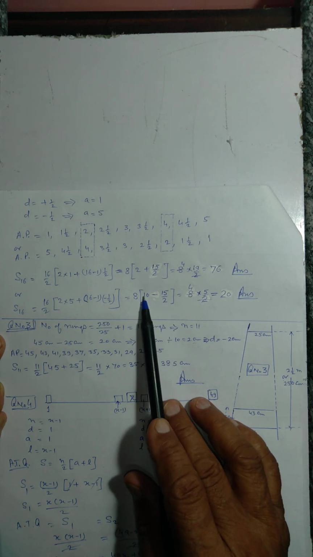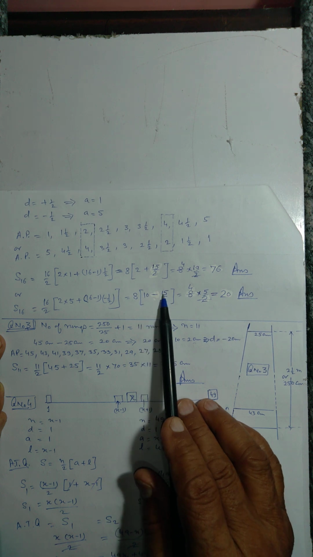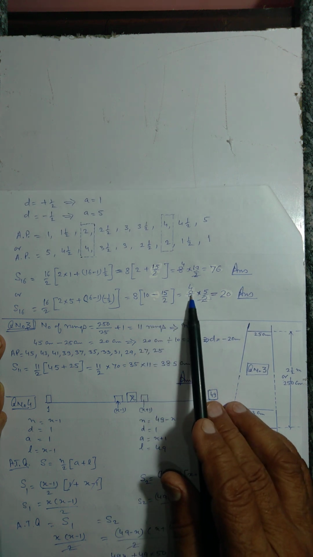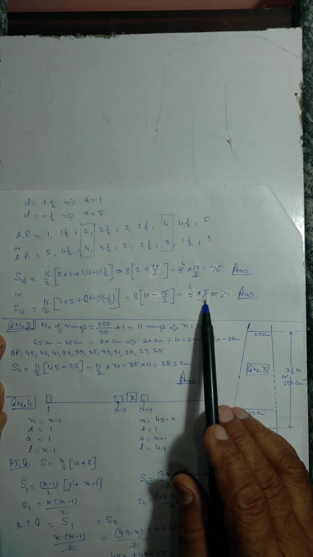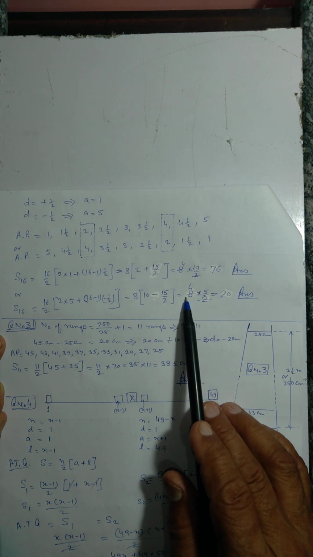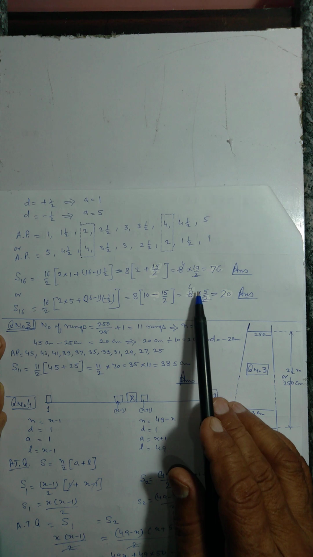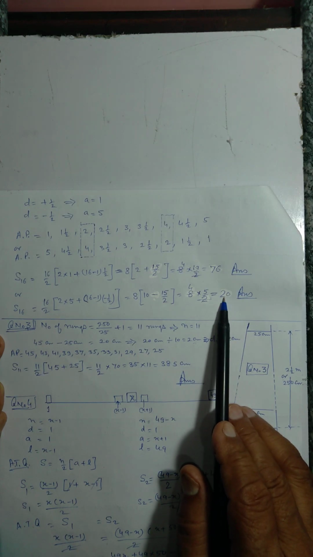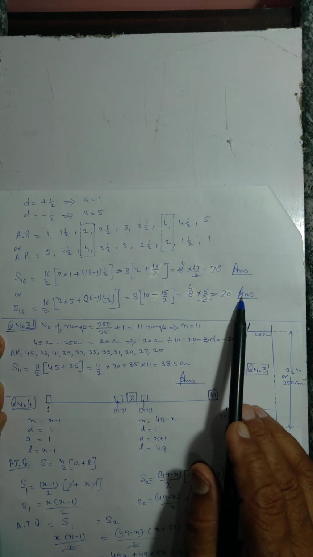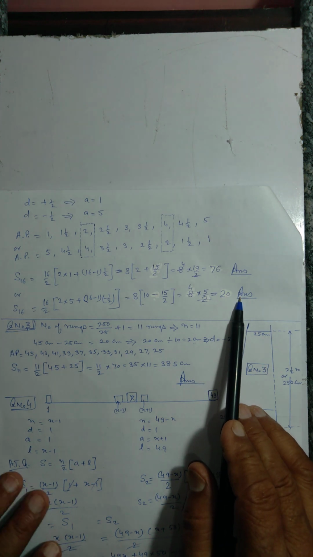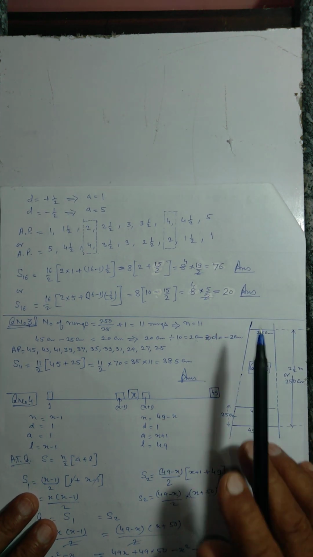So 2 10s are 20. 20 minus 15, that is 5 by 2. So 8 into 5 by 2. You can cancel the 8 by 2, that will be 4. And 5 4s are 20. So the second answer will be 20. There are two answers, that is 76 and 20.